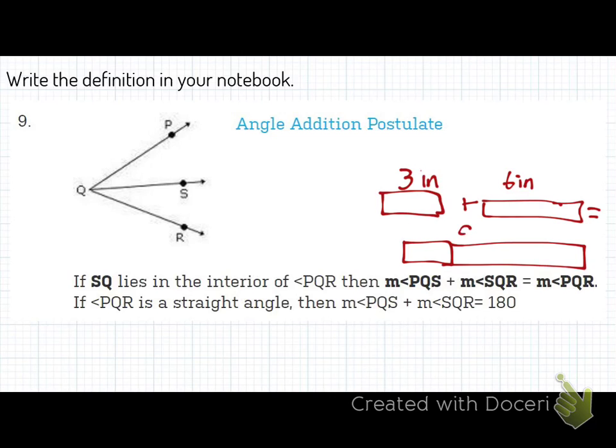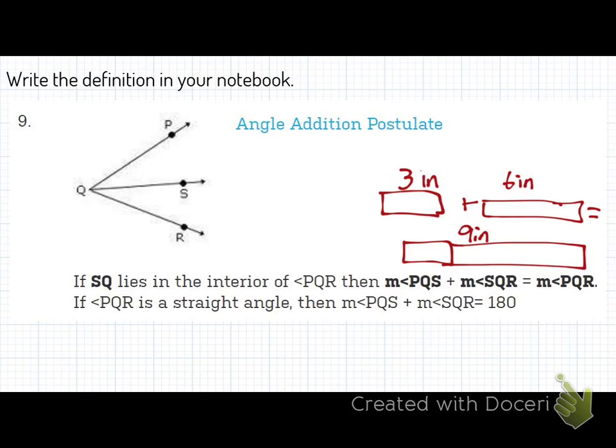When we glue them together, we're going to have 9 inches, right? Same thing here, but we're talking about angles. So we have 2 angles inside this. We have angle PQR, and then we got PQS, and then we got SQR, okay?